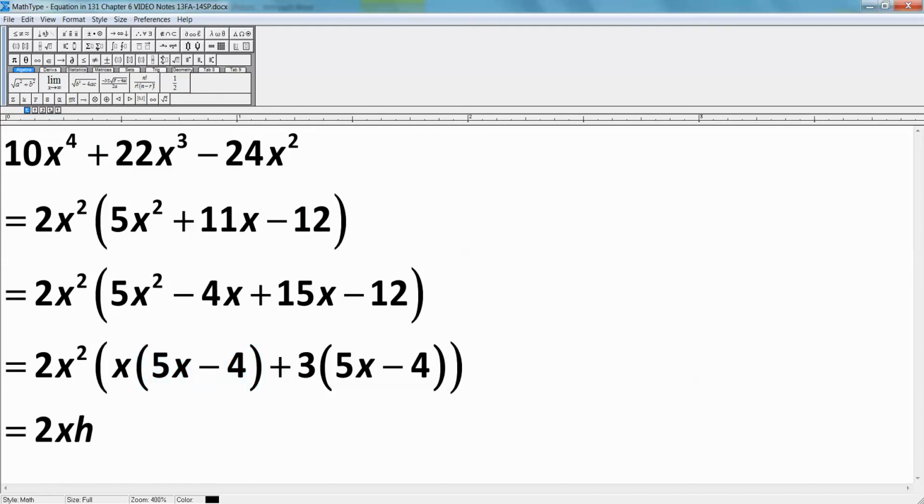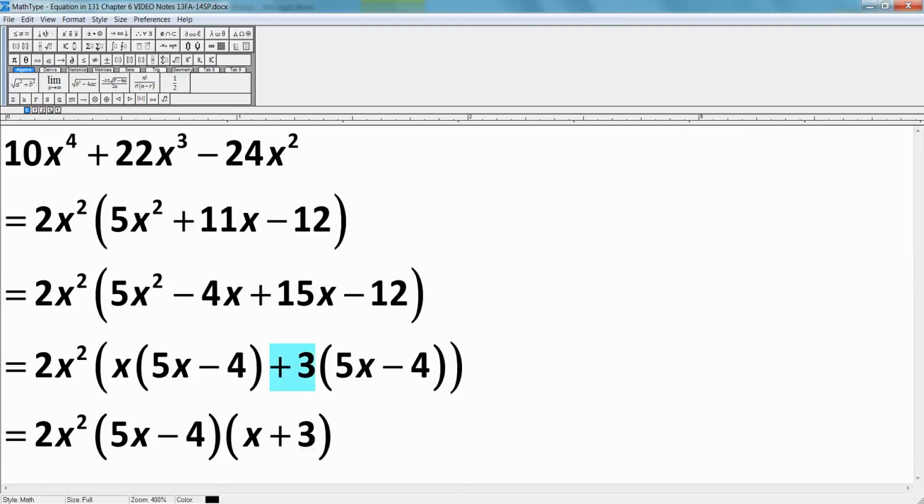All right, so this is 2x squared. And then I can take a 5x minus 4 out from both of them. That leaves me x plus 3. There's an x left in this first term, plus a 3 left back here. And then we're done.